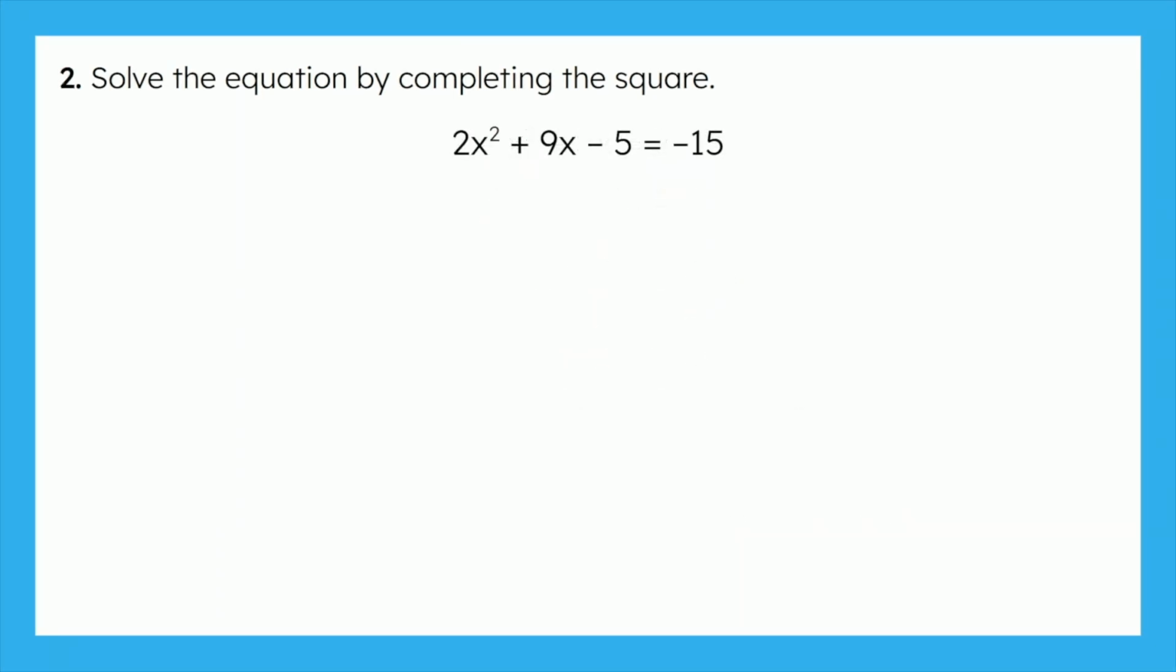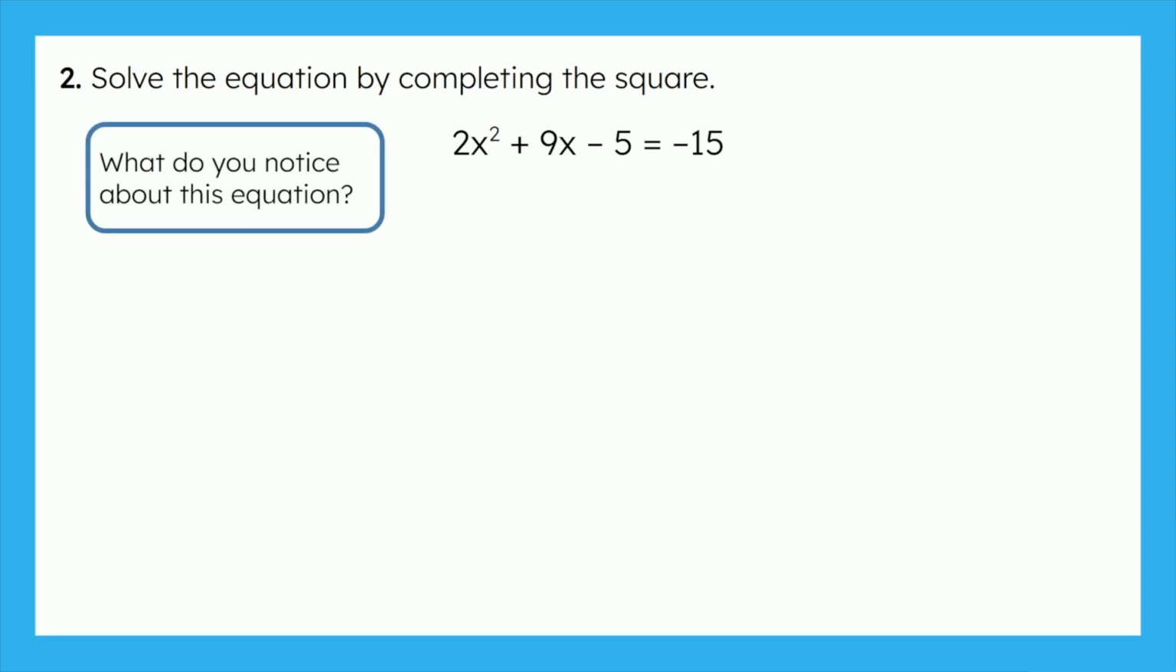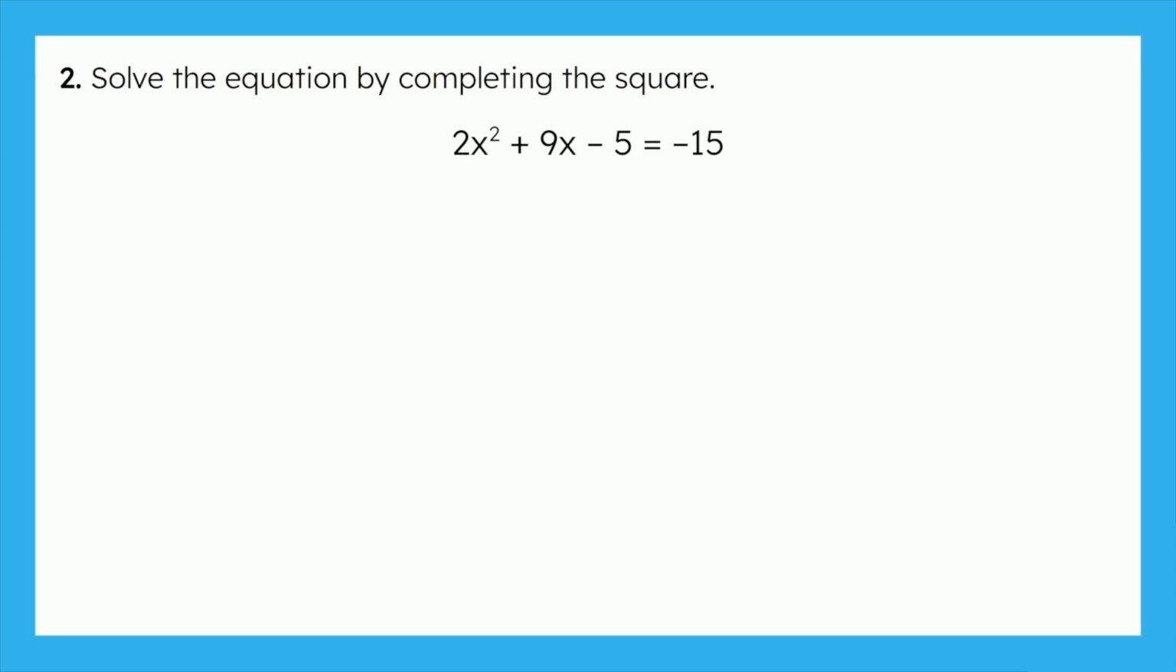Here's another example. 2x squared plus 9x minus 5 equals -15. What do you notice about this new equation? Pause here and record your thoughts. You probably noticed a couple of things. I noticed that there's a constant on the left side of the equation that wasn't there in our first problem, and that the x squared term has a coefficient of 2, so this isn't a perfect square. We'll have to take care of both of those things in order to complete the square.